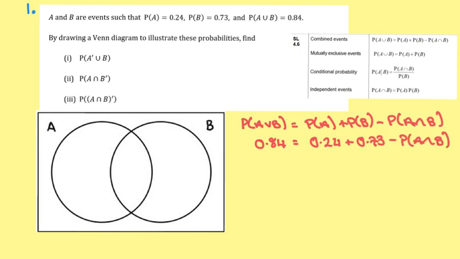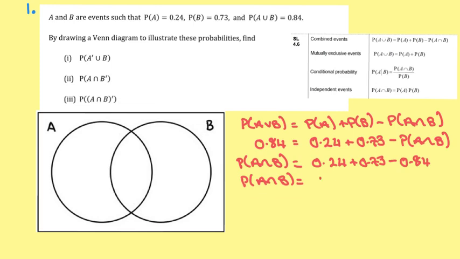If we rearrange that, we get the probability of A intersection B is equal to 0.24 plus 0.73 minus 0.84. So the probability of A intersection B is equal to 0.13.